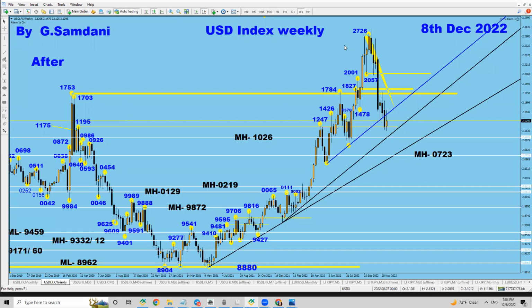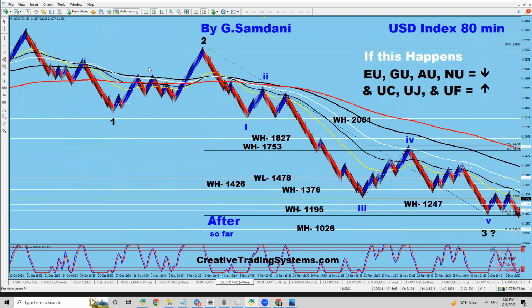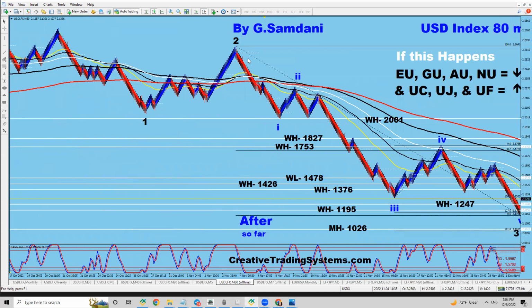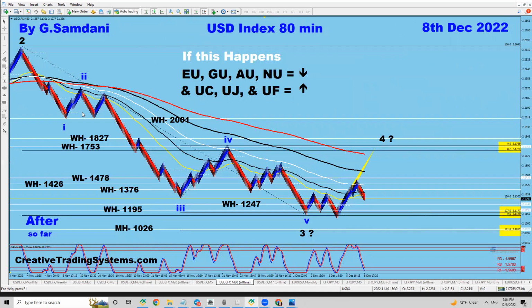What's really cooking in this area is this down move. It's not clear on this weekly chart, so I unfolded it on my 80-minute chart, which is like this. This is the top. This is 1, 2, and then you can see all the way down here, 1, 2, 3, 4, and then we have 5. And now this one is probably going to go in this fashion to the upside.